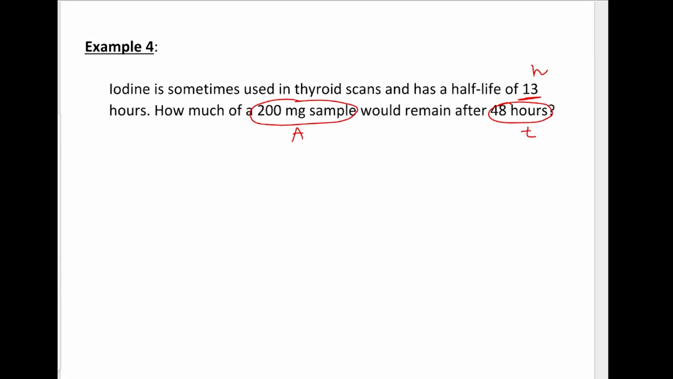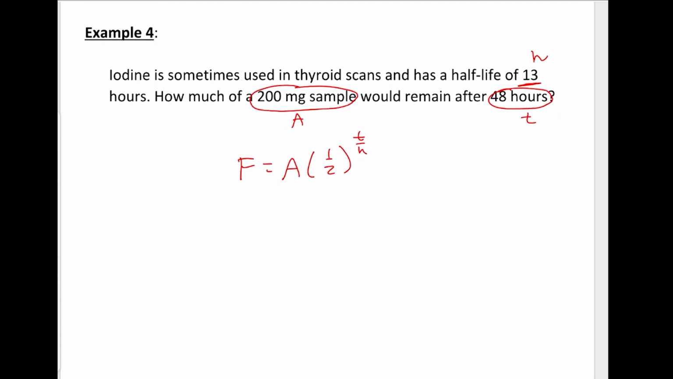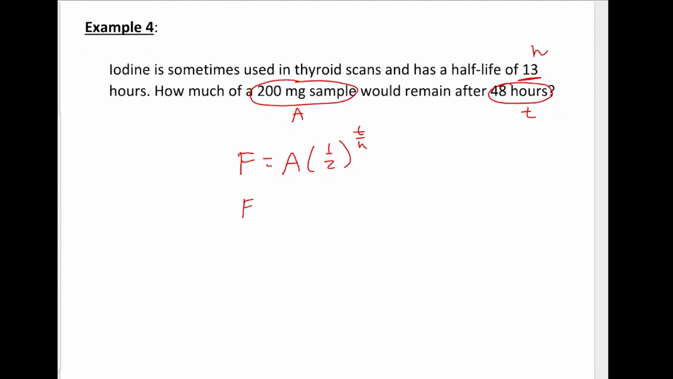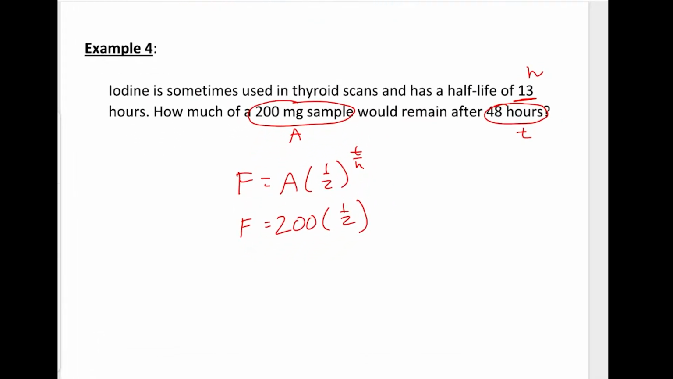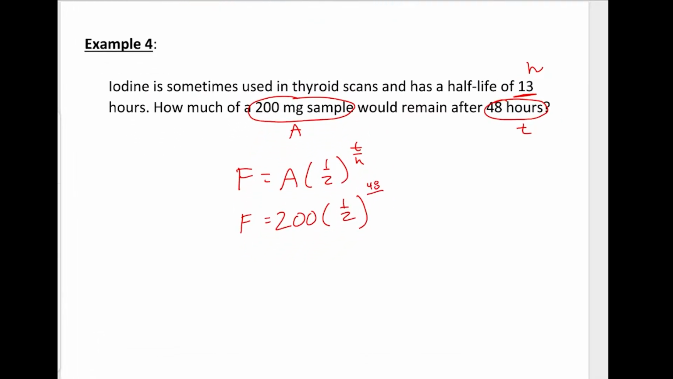All right, so let's plug it all in. We've got F equals our initial amount times 1/2 to the power of the total time divided by the half-life. So we are going to start with 200 times 1/2 to the power of 48 over 13. Once again, this becomes a calculator problem, yeah? 200 times 1/2 to the power of 48 over 13, and I'm getting roughly 15.5 grams.